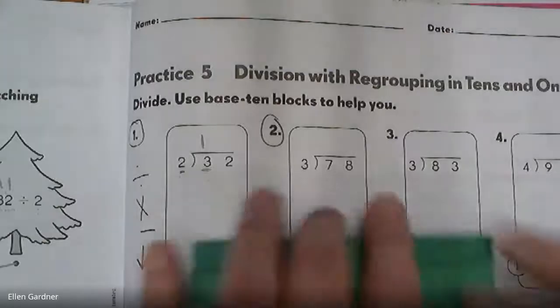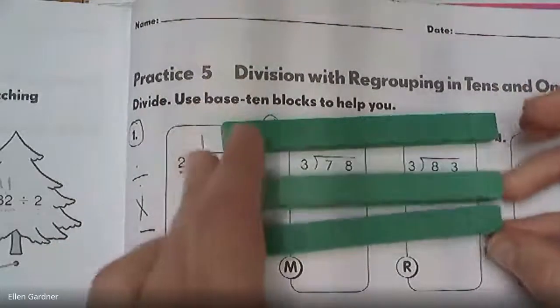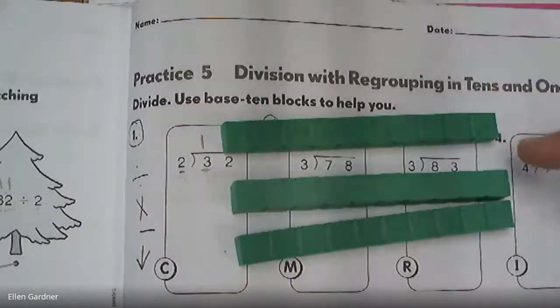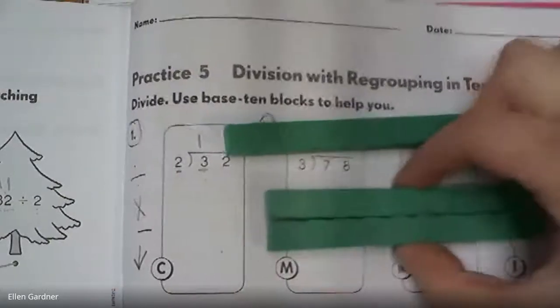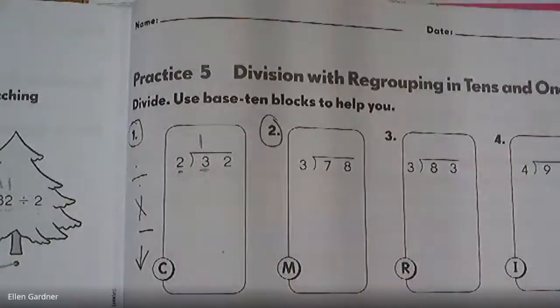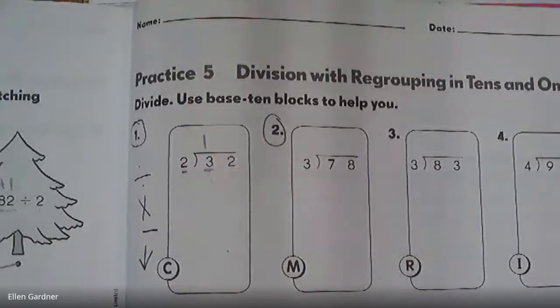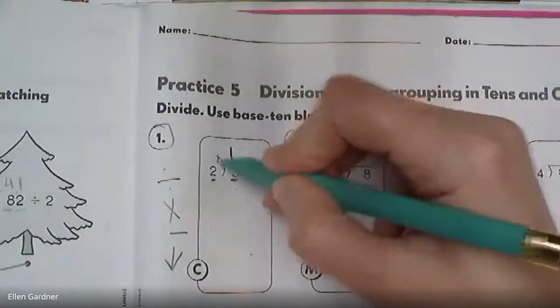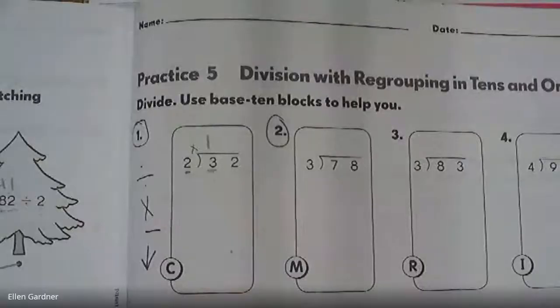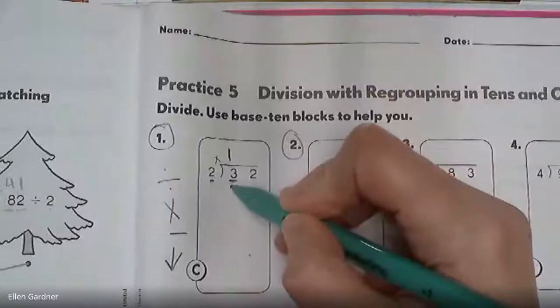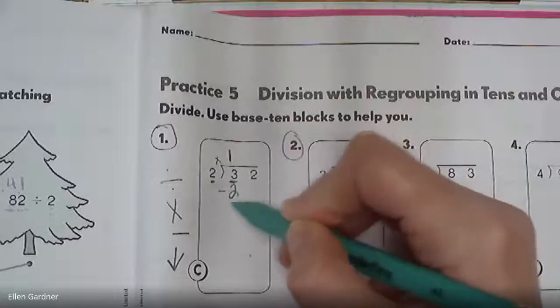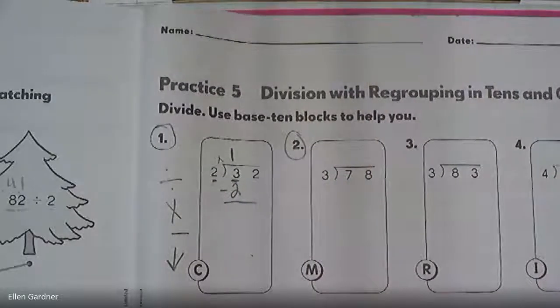So that's how I want you to think of it. How many 2s are in 3? Here's 1 2 in 3. Okay, now for our multiply step. Multiply 1 times 2, Sahanasri. 1 times 2 is 2. Good, and we put it right underneath the 3. And then we subtract.